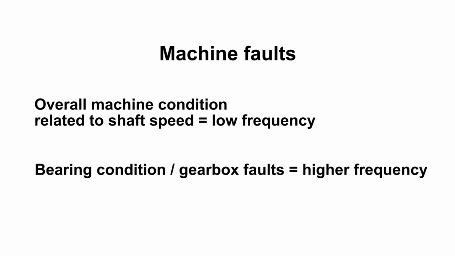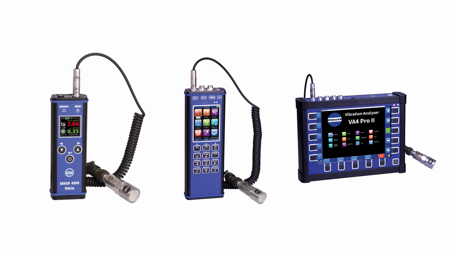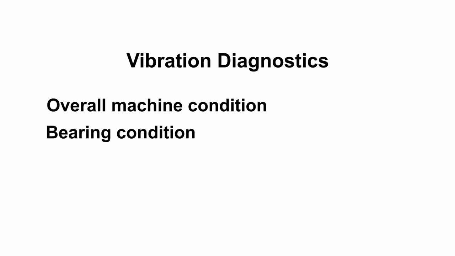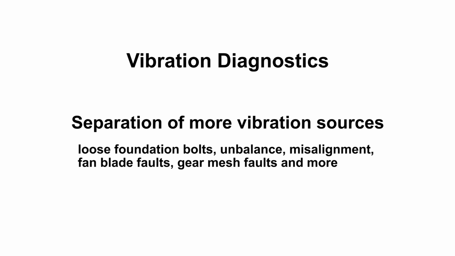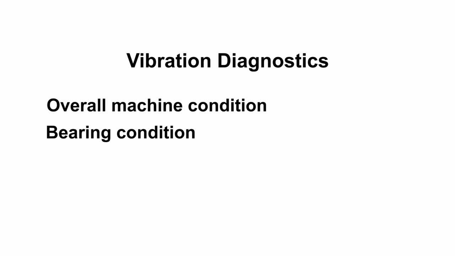To separate these faults, we use the vibration meters and analyzers mentioned before. While performing vibration diagnostics, we want to distinguish two important things which we get from the signal: overall machine condition and bearing condition, as each of them is diagnosed from different parts of the vibration signal. Vibration diagnostics is more sophisticated, of course, and later on you will find out that you need to separate more vibration sources which are generated by a running machine. For example, loose foundation bolts, unbalance, misalignment, fan blade faults, gear mesh faults, and many more. But for now, let's just talk about those two basic things for an easier explanation.